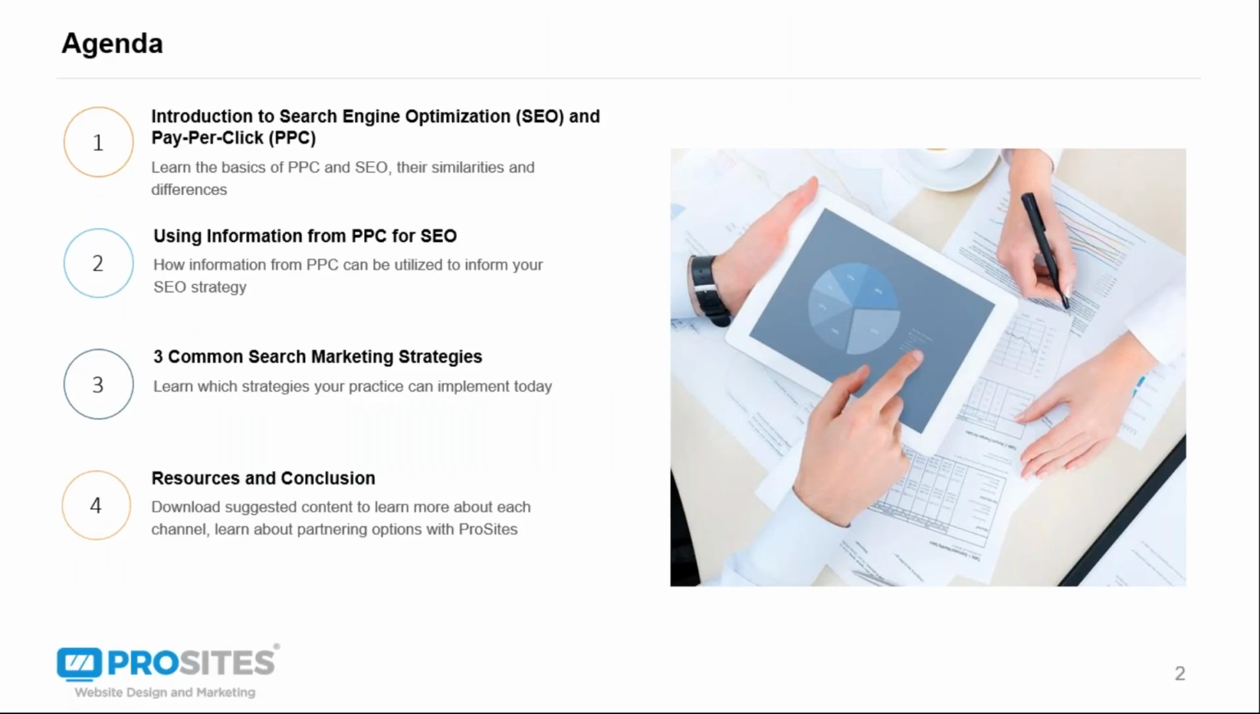Okay, so this is what we're going to be covering today. First, we're going to start on the same page and ensure that everyone understands the differences between search engine optimization and pay-per-click advertising. It's just going to be a brief overview of what the similarities and differences are. Next, I'm going to be talking about how to use some of that information in general and how to combine the two channels and give you guys a few ideas on how you can do that.